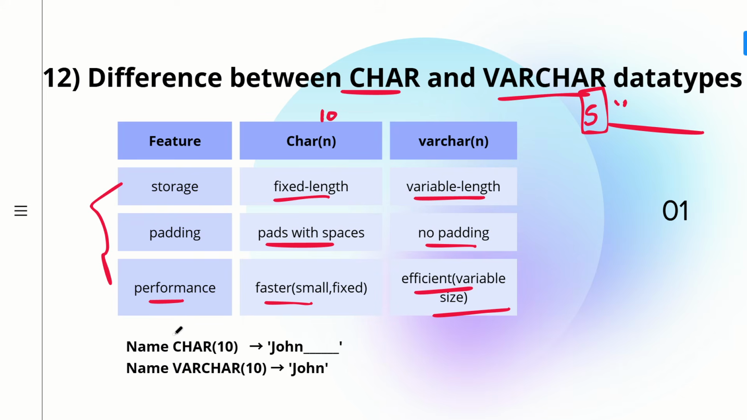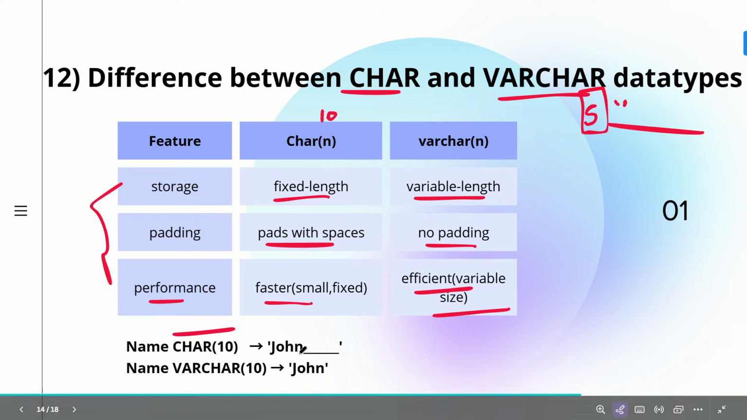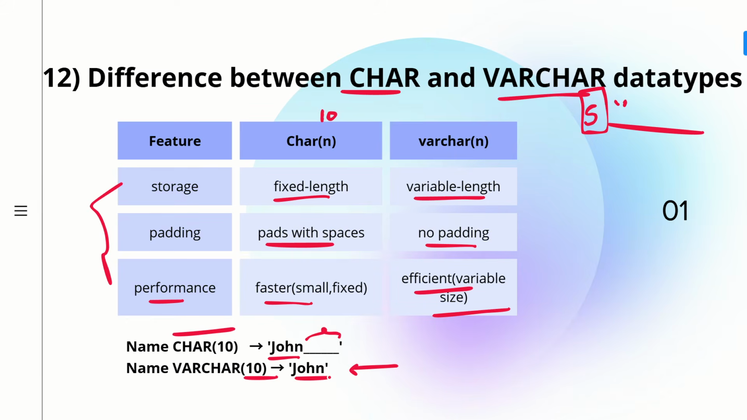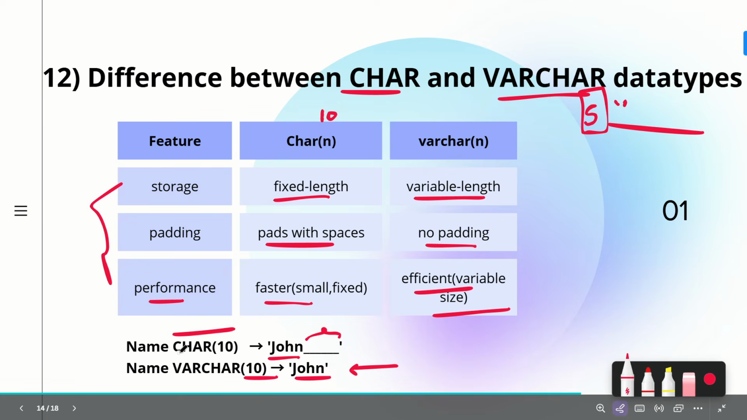Example, you can see name char 10. You give 10 but you only stored 4 characters here, and the rest is a waste of storage. So here spaces are concatenated after John. Coming to varchar, even if you have given a length of 10, but you stored John, the extra spaces are removed. There are no extra spaces, so there is no padding, and it is the efficient way of storing the data.